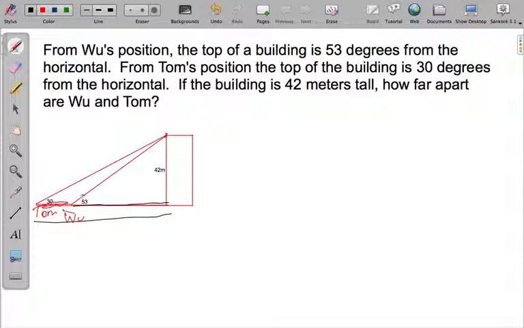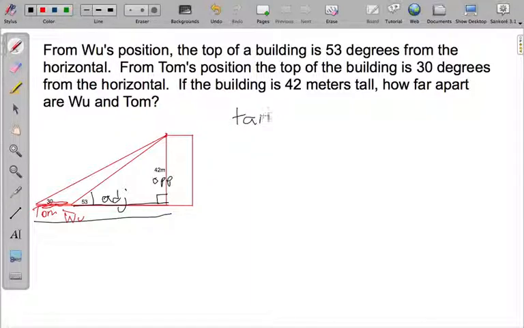Okay, so let's start with this. We have here 53 degrees. The building is vertical to the horizontal and has a height of 42. So we call this side here the opposite because we're dealing with right angle trigonometry. We call this side here the adjacent. And since we are dealing with the opposite over the adjacent, our ratio is tan.